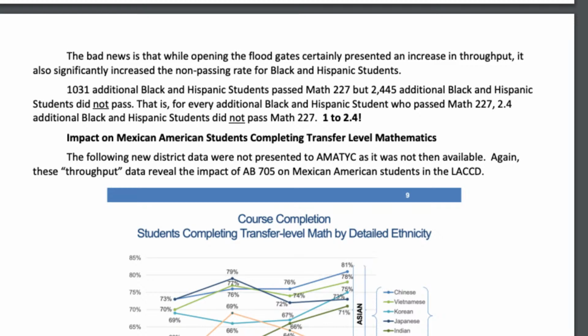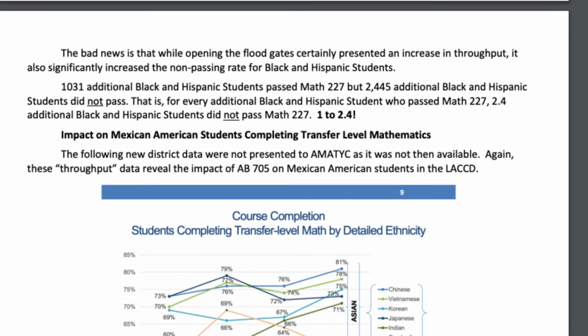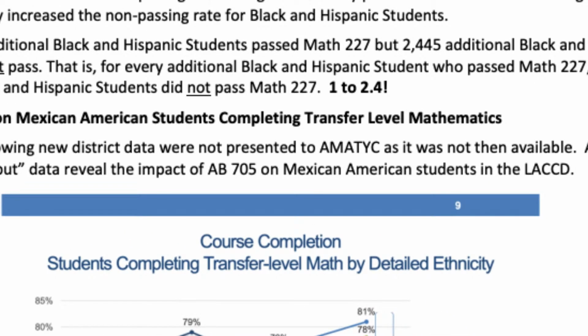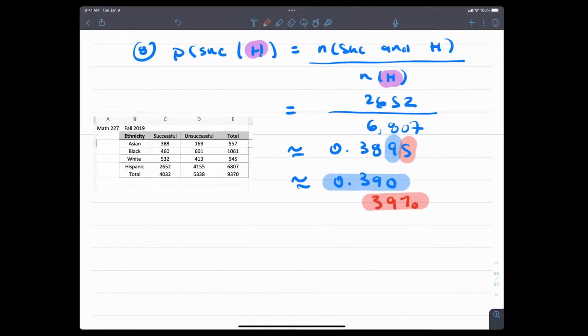That is, for every additional black and Hispanic student who passed 227, 2.4 additional black and Hispanic students did not pass. What's that unit ratio here that I'm sharing with you guys? This is for additional. It is 1 to what? 2.4. Okay, 1 to 2.4. So you got an additional student of color through, meaning black and Hispanic students, and they say, good, we got that additional in throughput, but how much did they lose? An additional 2.4.